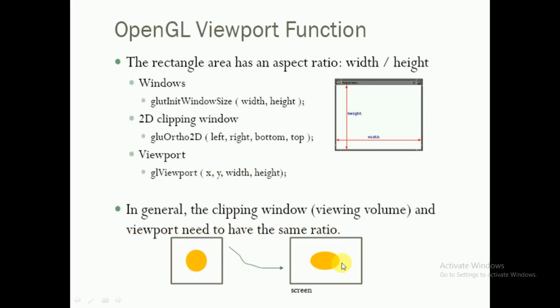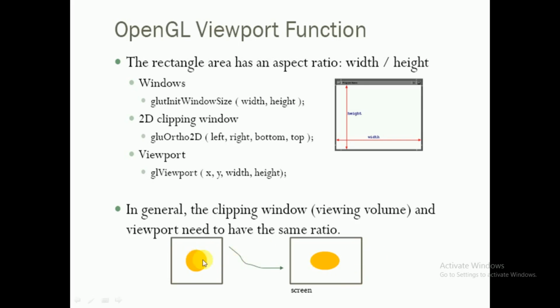If you don't maintain the same ratio, what happens? Actually the object is a circle, but you see the object like an oval. Why has this happened? Your clipping window's height and width ratio does not match the viewport's height and width ratio. This is called window to viewport mapping. That we will discuss in the third module.